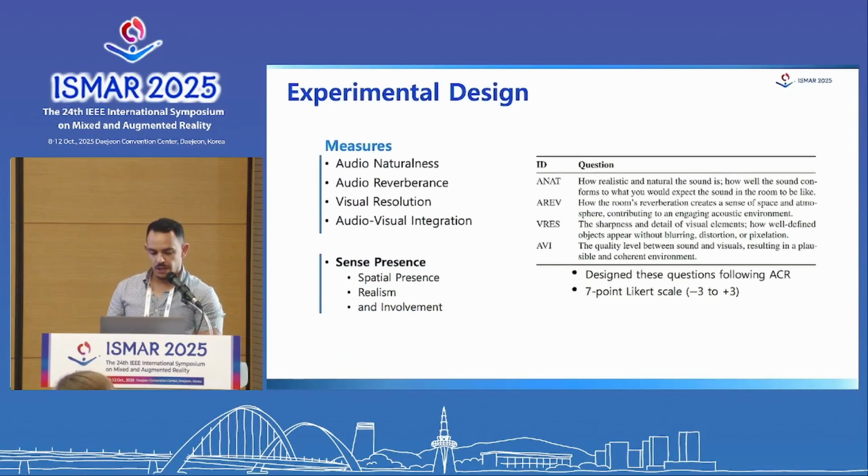To do so, we used a set of 5 measures. Audio naturalness and audio reverberance to measure the perceived quality and spatial impression of the sound. Visual resolution to assess the perceived quality and sharpness of the rendered visuals. Audio-visual integration to examine how well the two modalities work together as coherent feedback. And for presence, we used the IGroup presence questionnaire, which includes subscales of spatial presence, realism, and involvement. All of these items were rated on a 7-point Likert scale, from -3 to 3, to ensure consistency across the audio, visual, and presence measures.